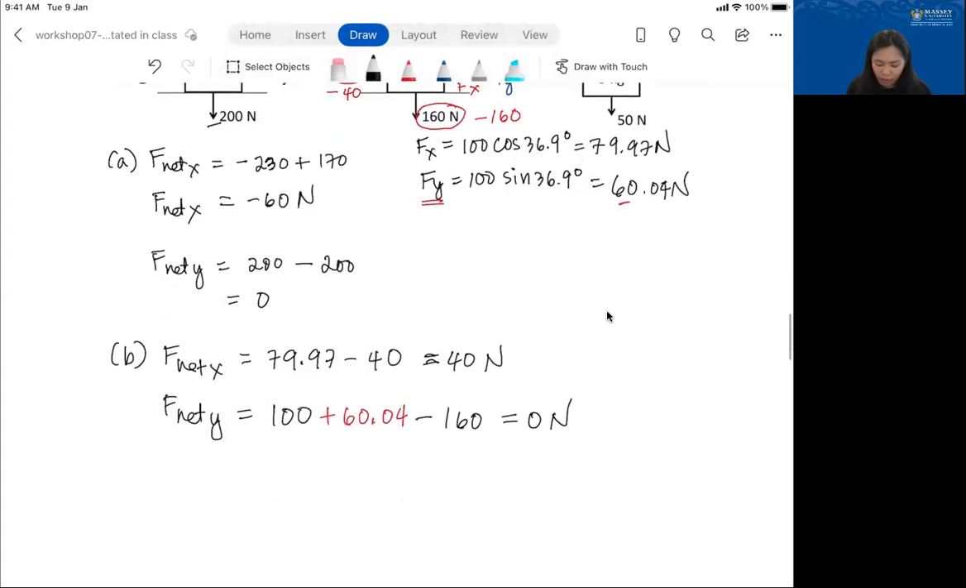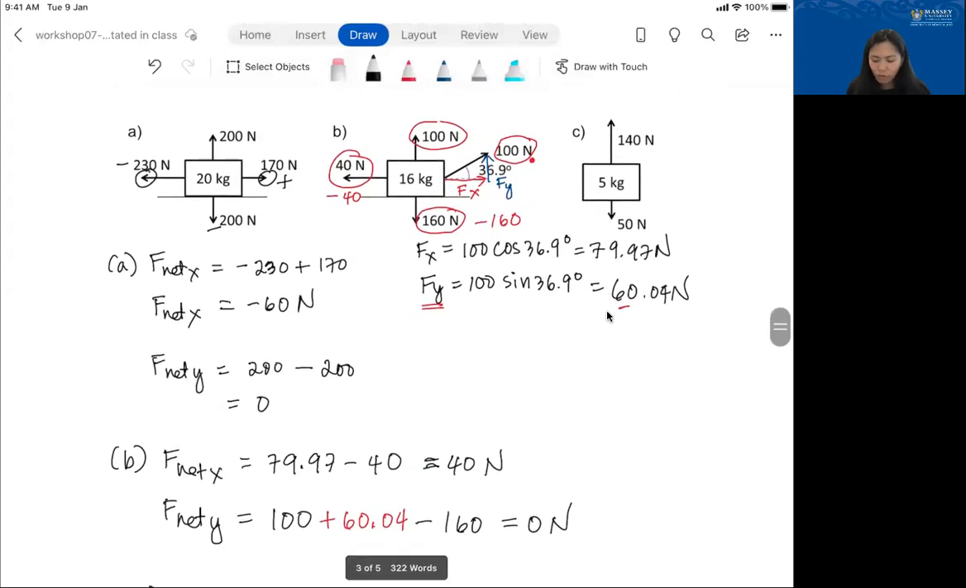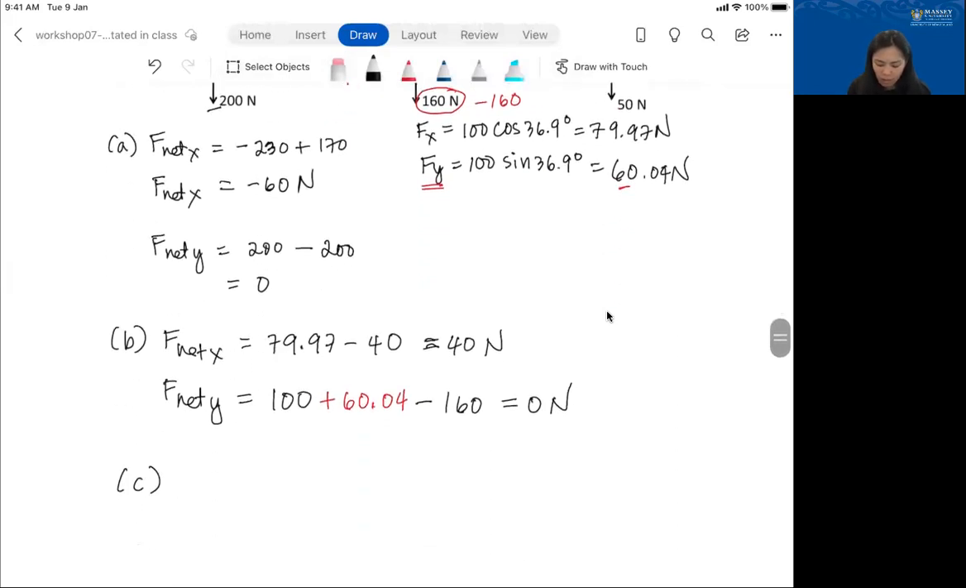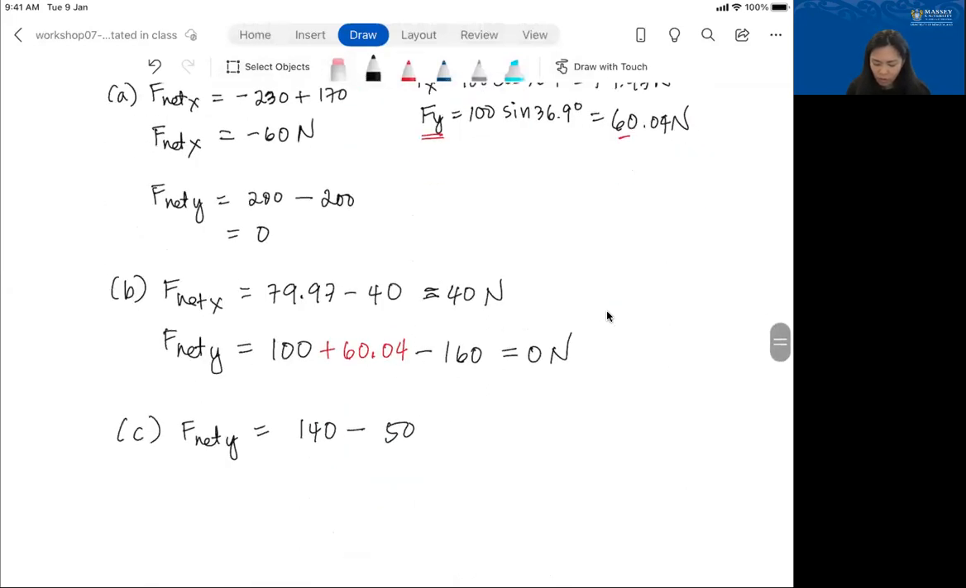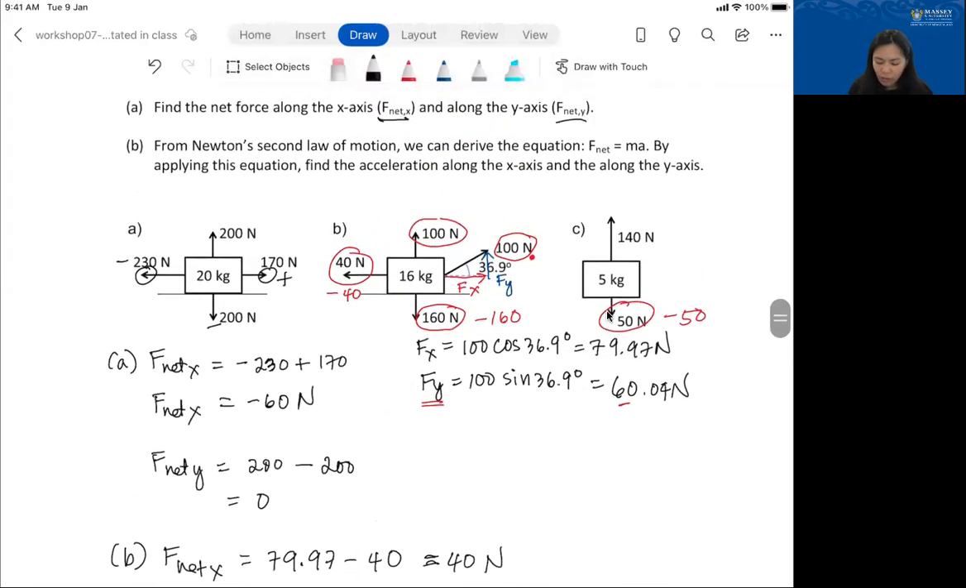Okay, and then for the last one, you only have two forces along the Y, and they're opposite. So you only have an F net Y. You have 140 newtons minus 50 newtons. You have a negative 50 that's going downwards right there. So that will be 90 newtons. That's positive.